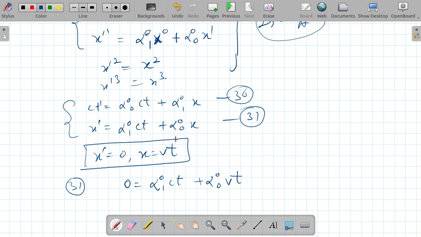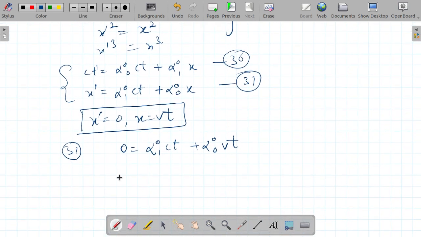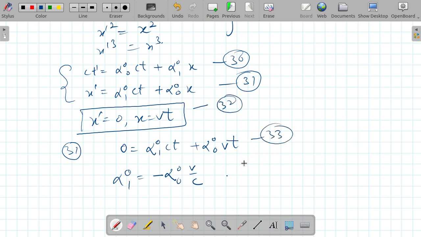Right? I have used this fact here. So this means that alpha 0 1 comes out to be minus alpha 0 0 v over c, and this is equation number 32, this is 33, and this is equation number 34.